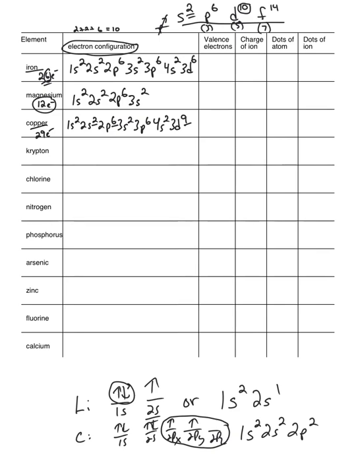Some of these elements do not follow in a perfect sequence. We call these exception elements. Copper is an example of an exception element. What happens instead is one of the electrons in the 4s goes and fills the 3d. So if I go back, in the end, copper and chromium are the 2 exceptions.